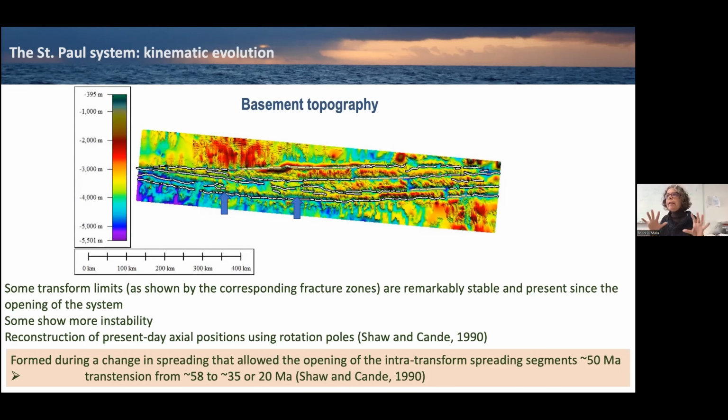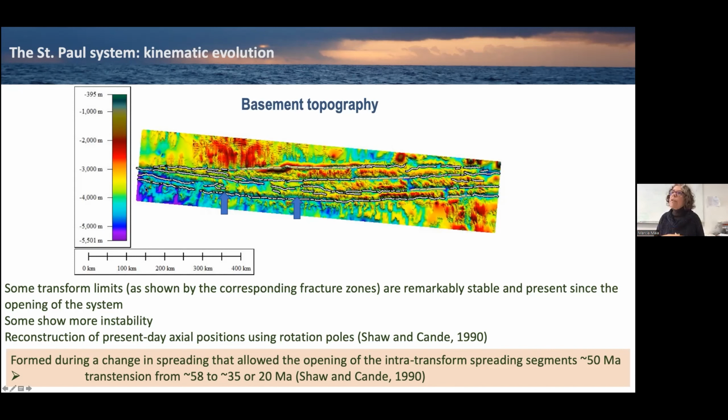Now, if you look at the evolution in time of the system, what we did is that we calculated the basement topography by subtracting the sediment thickness in the area, and we could map the discontinuities up to the end of our survey zone, which is about 40, 48, 45 million years. Now it's a little bit difficult to work in the equatorial area because we are close to the magnetic equator, so we don't actually have any magnetic age constraints for the system.